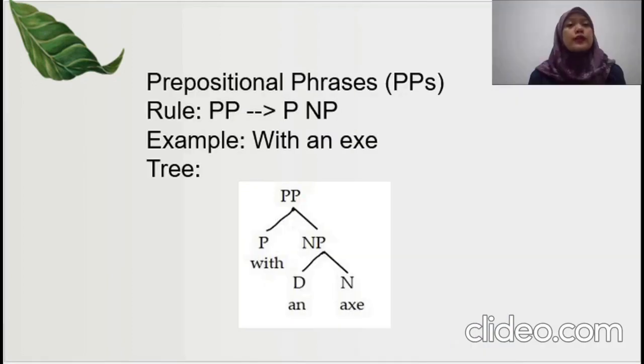Preposition followed by noun phrase. In this example, with is the preposition and an X is the noun phrase. Together, with an X forms a prepositional phrase indicating a relationship between the noun phrase an X and the rest of the sentence.